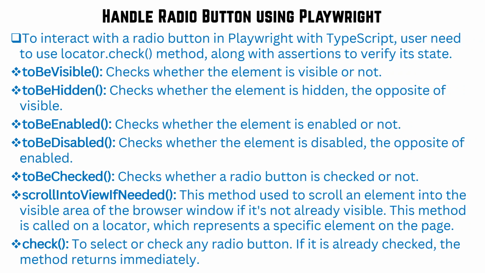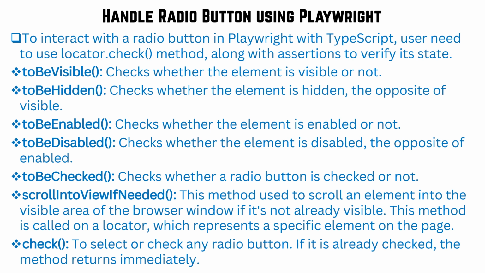Whereas toBeEnabled, the user can check whether the element is enabled or not. toBeDisabled is the opposite of toBeEnabled, through which the user can validate whether the element is disabled or not. toBeChecked, in case sometimes any option is already checked, you can validate it. With the help of the toBeChecked method, the user can validate whether the radio button is checked or not. Then scrollIntoViewIfNeeded.